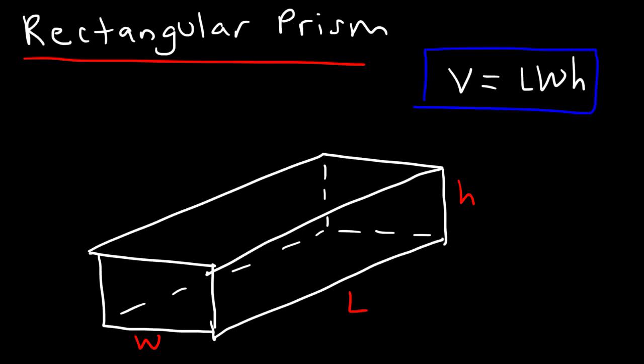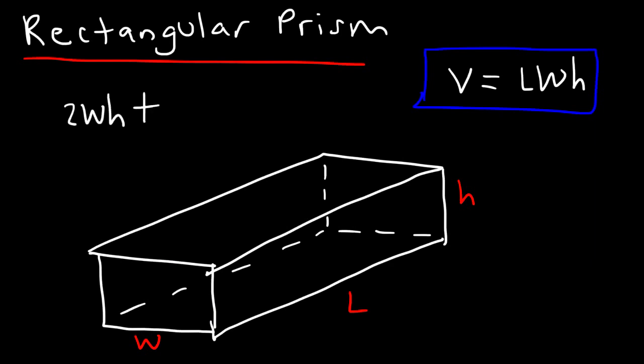Now what about the surface area? How can we calculate that? Well, first, we need to add up the area of all 6 faces. So let's start with the face in the front and the one in the back. Notice that the area of each of those faces is the width times the height, where the height is h. And there's 2 of them, so it's going to be 2WH. So that's the area of the front and the back.